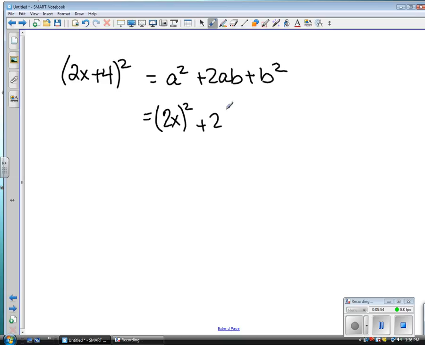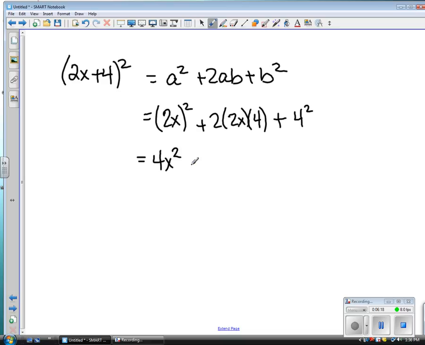Plus 2 times the first term, which is 2x, and what's the last term? Plus the second term squared, which would be, now let's go through and do the math. What is 2x squared?